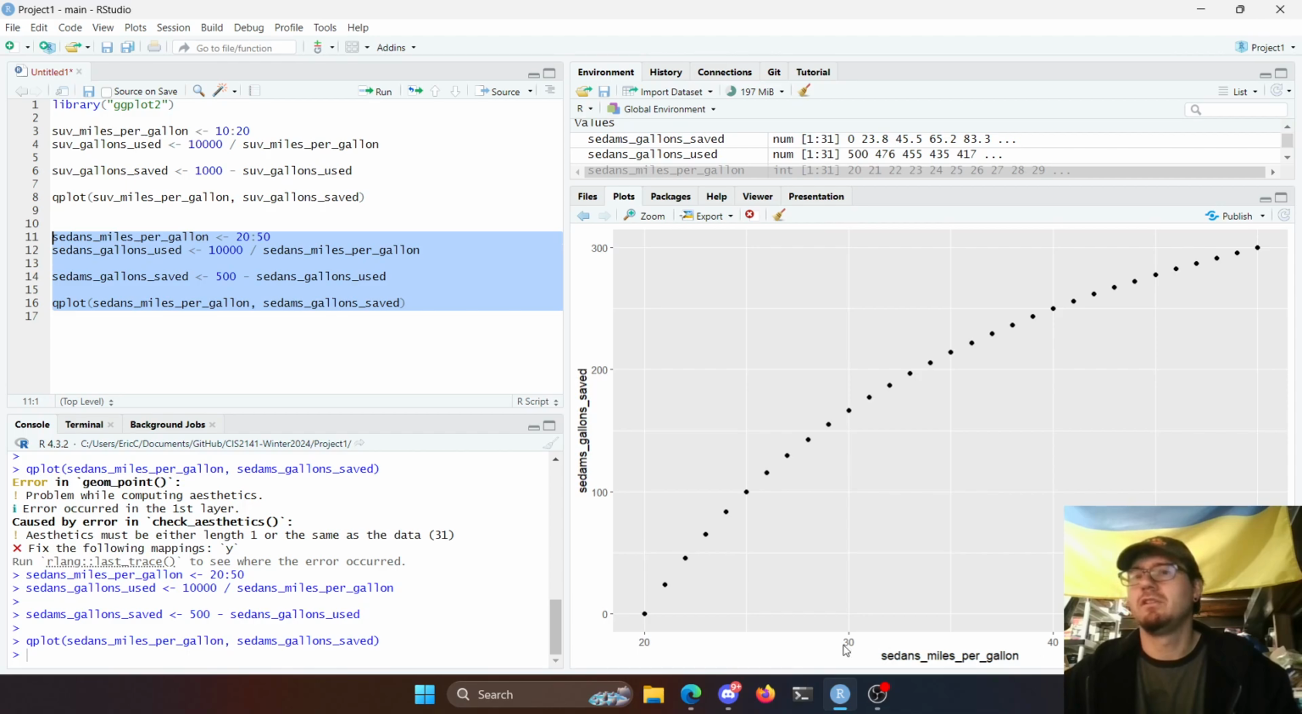gallon. So this is that non-linear piece here that's happening, is as you increase your miles per gallon, each miles per gallon that you increase actually gives you less and less fuel savings. So there's a big difference to go from 10 to 20, less of a difference to go from 20 to 50. Right, if you're driving the same number of miles. That's just an interesting thing to look at.